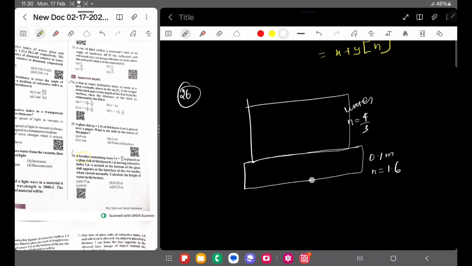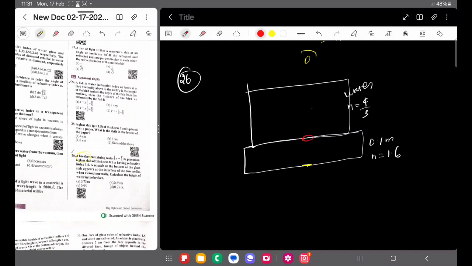A scratch at the bottom of the glass. So here we have the scratch at the bottom of the glass. It appears at the interface of the two media. So here we have water, here we have glass. So when an observer looks at this scratch, it appears to be over here. So calculate the height of the water in the beaker. That's what we have to calculate.